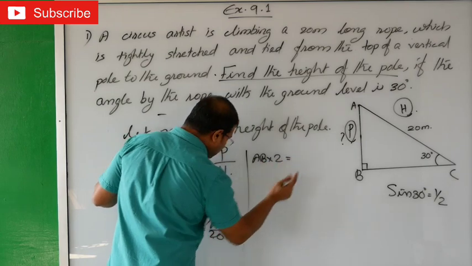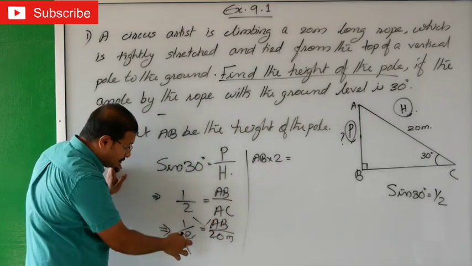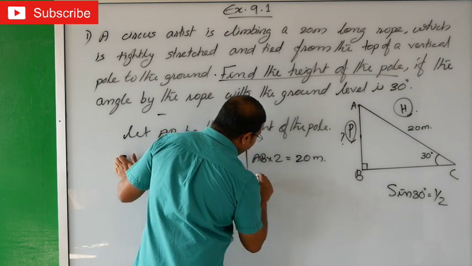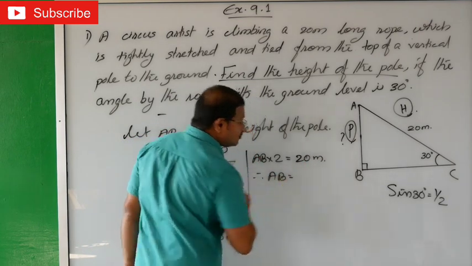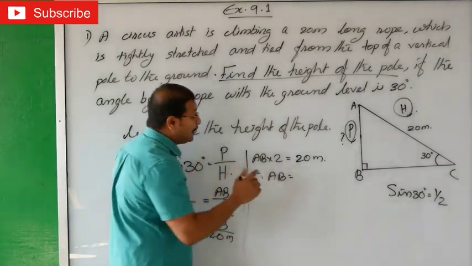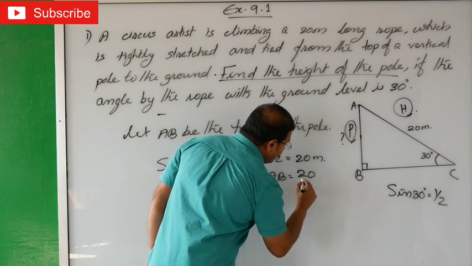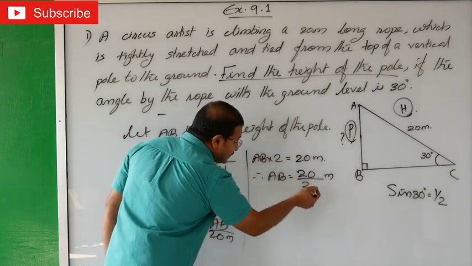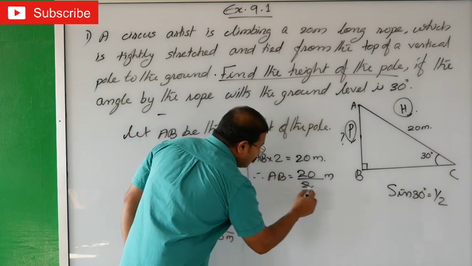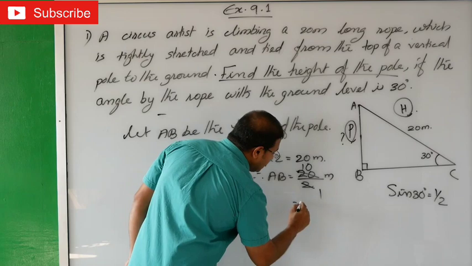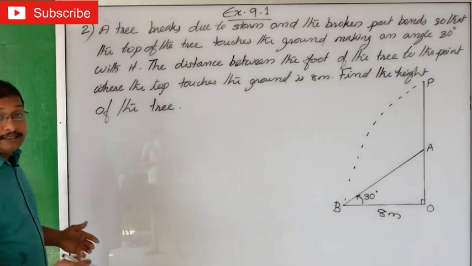AB into 2 equals, see, this 2 will multiply again 1 into 20. That means 20 meter. Therefore, AB equals, what will you do? 2 is multiplying, so the 2 goes to the next side and divides. That means 20 divided by 2 meter. Now, 2 ones are 2, 2 ones are 2, and this 0 we will write. That means 10 meters. Let's see the next question.